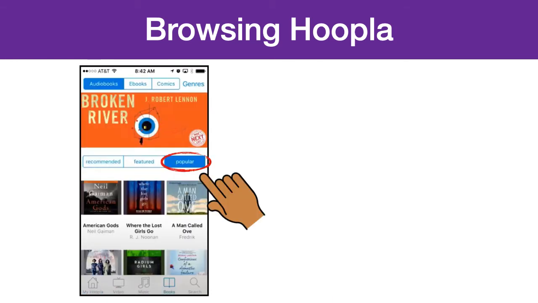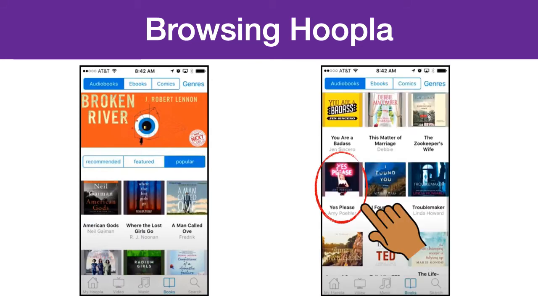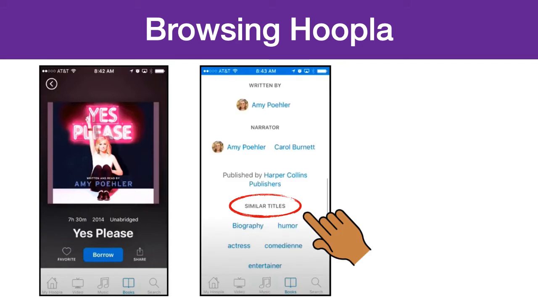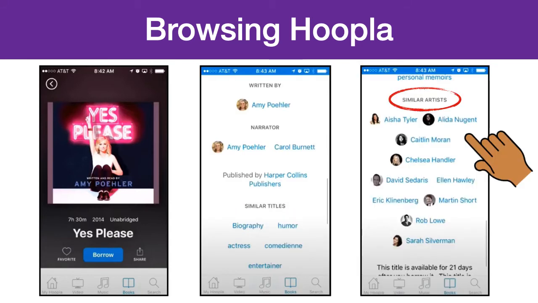You can browse titles by scrolling down on your screen. If I see something I'm interested in, I can press its cover. This gives me more information about the item. If I scroll all the way to the bottom, Hoopla will also give me similar titles or similar authors or artists to look at.